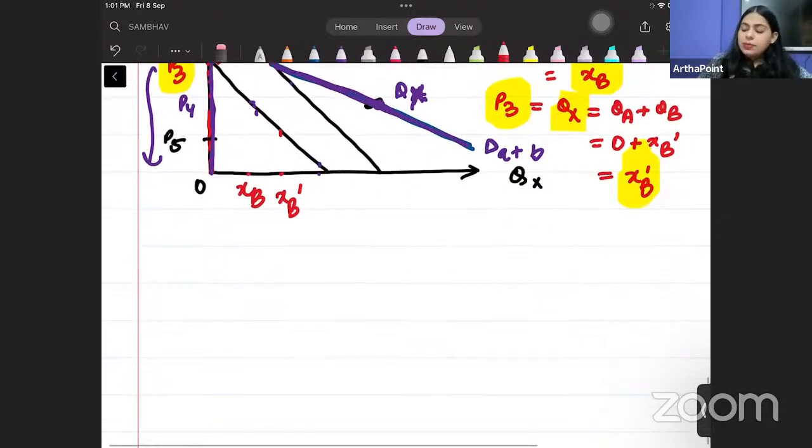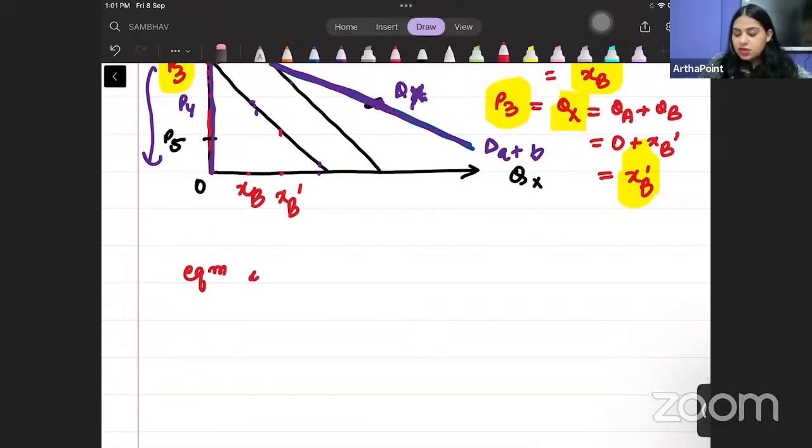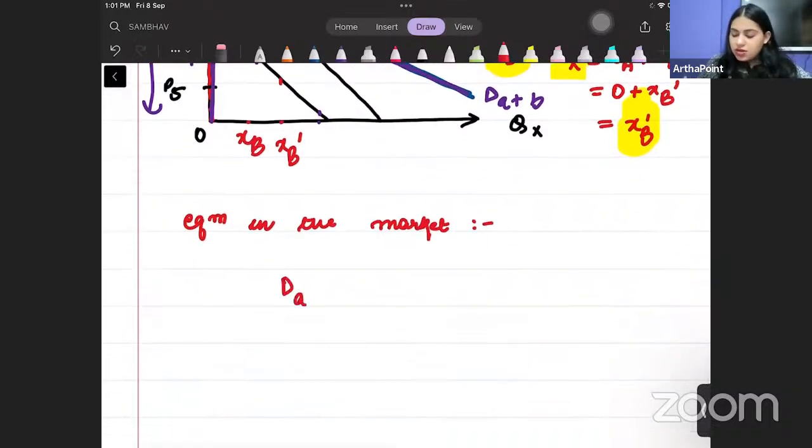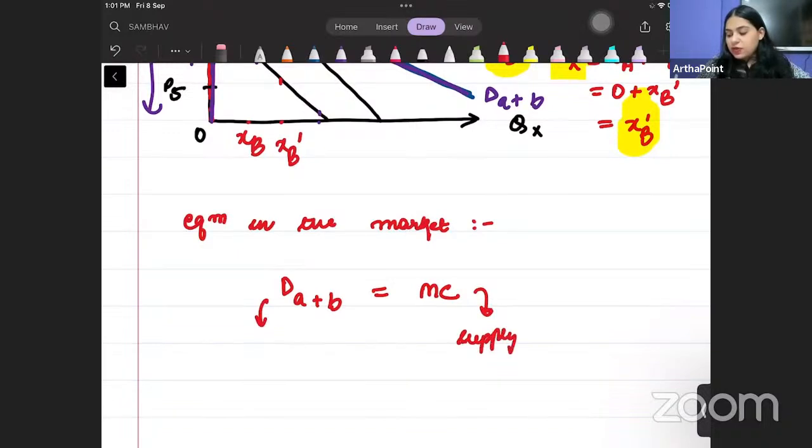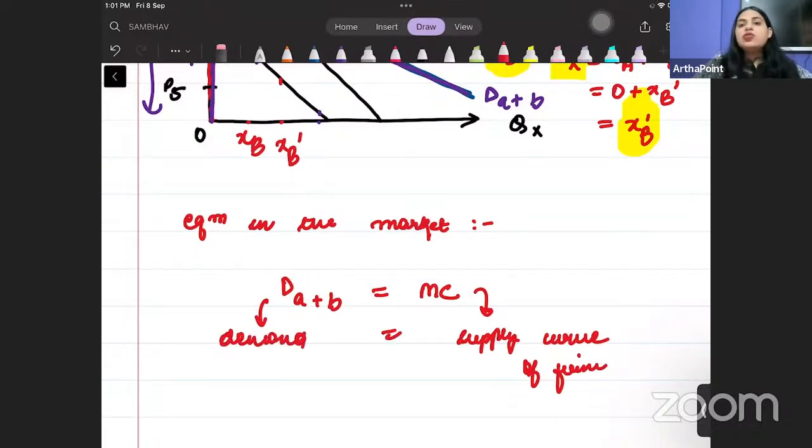Okay, now, how do we find equilibrium in the market? The equilibrium is determined where your demand will be equal to the marginal cost. So I want the demand to be equal to the marginal cost. Look at the demand curve, the demand curve is this. The marginal cost curve is nothing but what is called the supply curve of the firm. So we want the demand to be equal to the supply for me to reach the equilibrium.